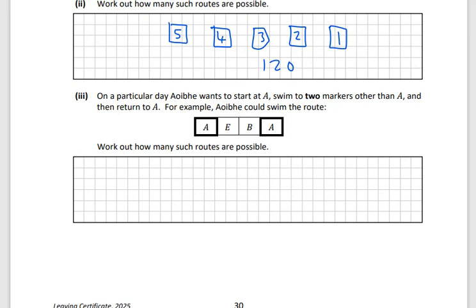And then for this one, she's leaving A and then she's going to one of the markers. So there's five different markers she could go to once she leaves A here. And then when she goes to that marker, she's going to go to one other one before she goes back to A. So there's four other ones she could go to then that aren't A or that aren't the first one she went to. So it's just going to be 5 times 4, and that's going to give you 20.